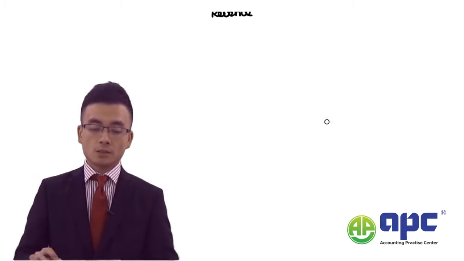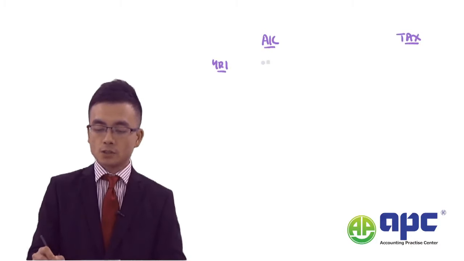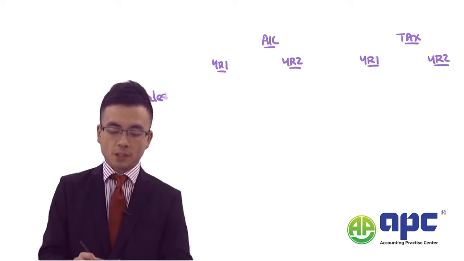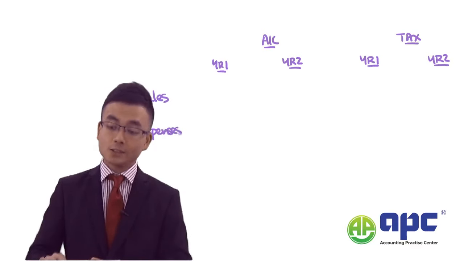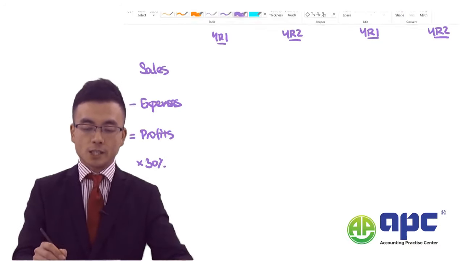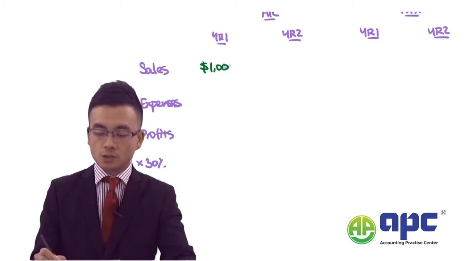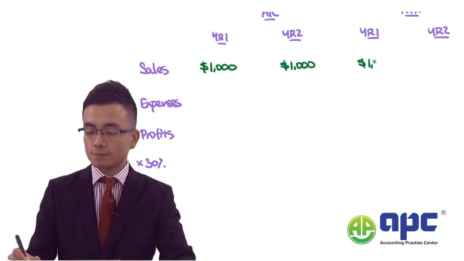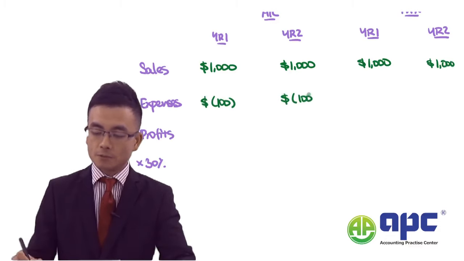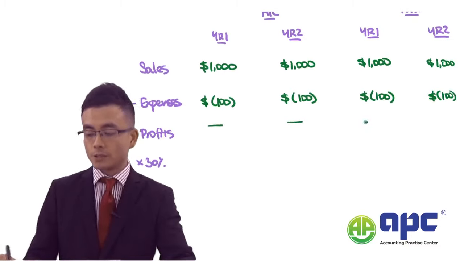So let's prove it. Now, we've got accounting, we've got tax, we've got year one and year two. First of all, we've got sales revenue and minus any expenses related to it, as always. And that will be the profit. We take profit times 30% corporate income tax rate, and that will be the tax expense. Now suppose the basic revenue for both years is $1,000 at both sides, also in tax. Expenses, the basic expense is $100, as what we've seen before, no worries, just to make life simpler and easier. And we calculate profit.